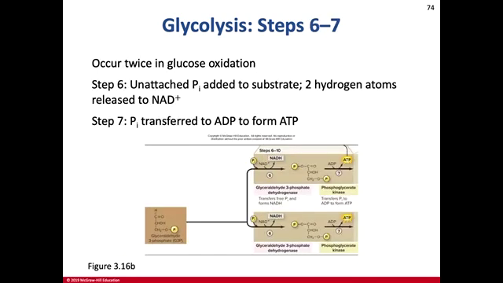In steps 6 through 7, phosphate is added to substrate and 2 hydrogen atoms are released to NAD, and we generate some NADH, and phosphate is transferred from ADP to ATP. Okay, so you can see here that we're generating a couple of NADHs, right? And that we're generating a couple of ATPs here, all right?